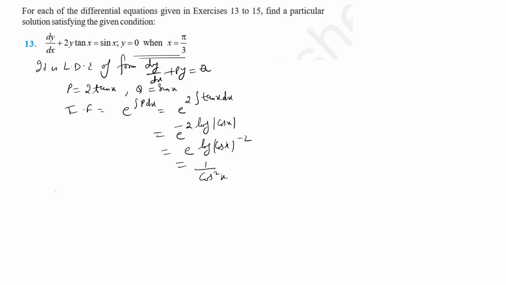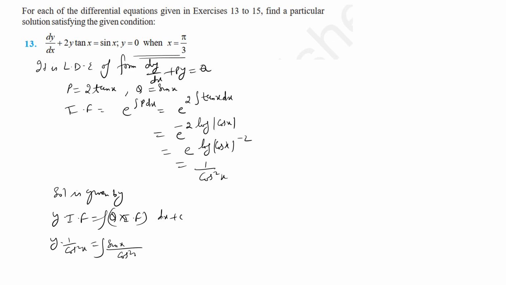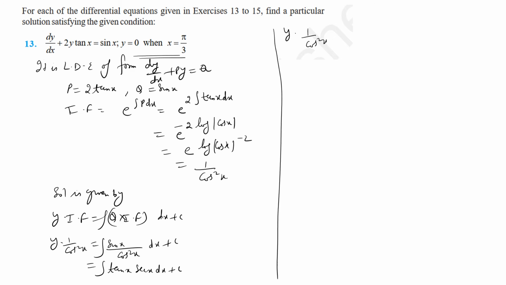Now the solution is given by y into integrating factor is equal to integral of Q into integrating factor times dx plus c. So y into 1 upon cos square x is equal to integral of sin x upon cos square x dx plus c. Sin upon cos is tan, so it is integral of secant x tan x dx plus c. So y into 1 upon cos square x is equal to secant x plus c. Okay.